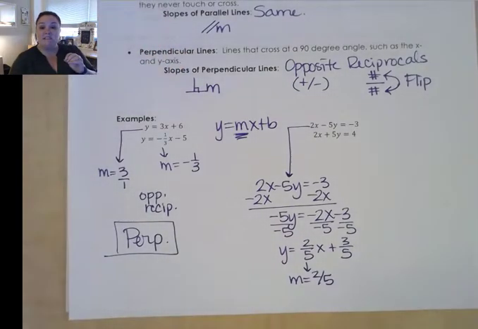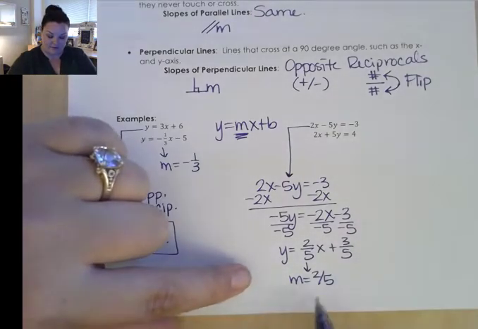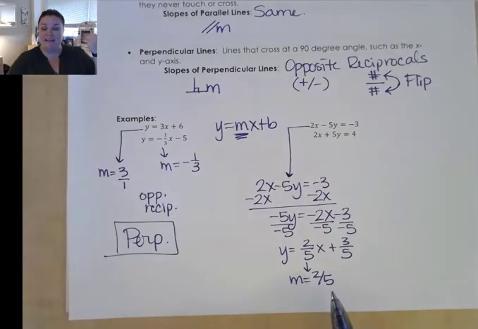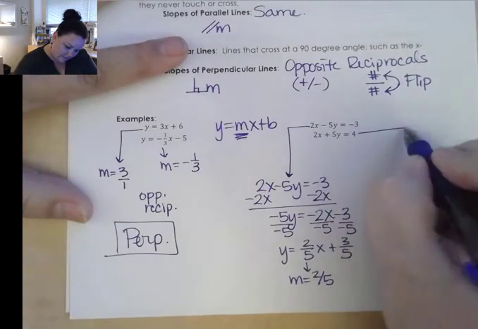So in order for these lines to be parallel, the other line would have to have a slope of 2/5, or in order for them to be perpendicular, the other line would have to have a slope of negative 5/2, right? Because it would have to be flipped and negated. So those are the two things I'm looking for. So let's go ahead and solve this one.